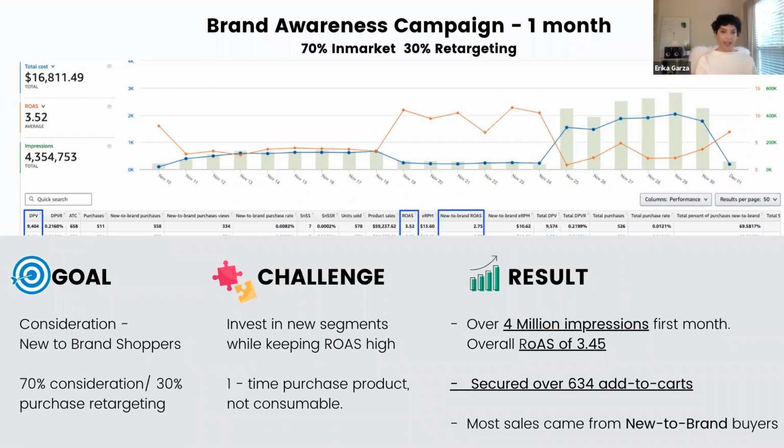I also mentioned add to carts. So we have over 600 add to carts. That's inventory just waiting to be checked out over the holidays, sitting in their checkout. So that's another metric that you can see with the DSP reporting.